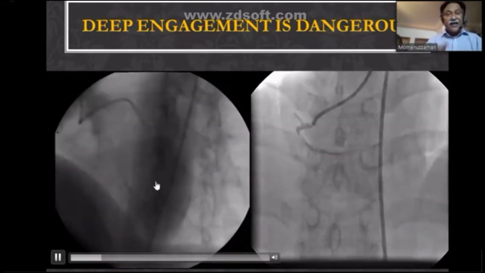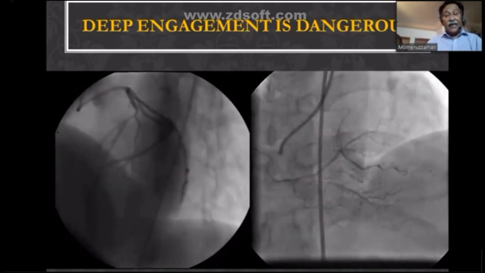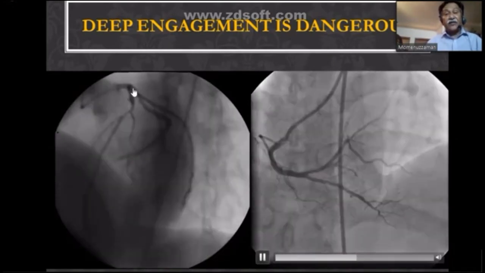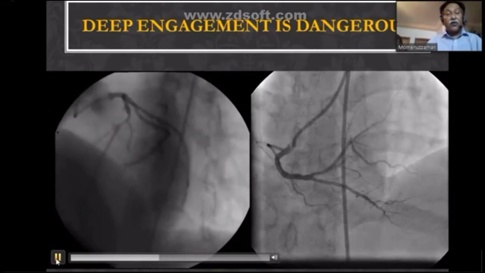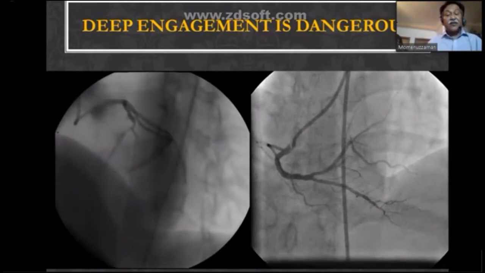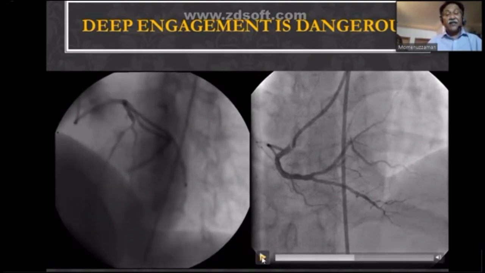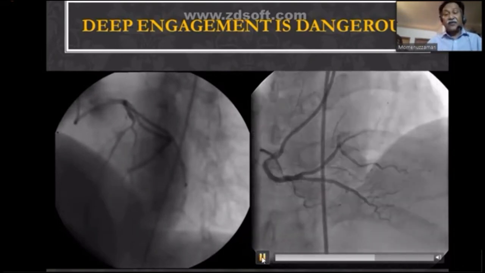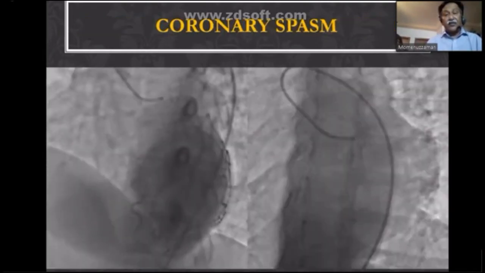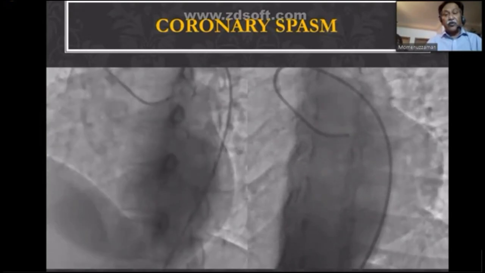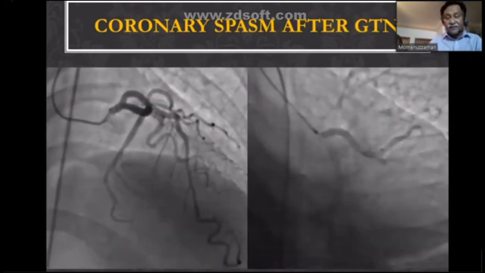Deep engagement of the catheter can initiate many things: it can cause spasm, and it can cause dissection. If there is any blockage proximally, it can dissect the coronary artery. So be careful about pushing the catheter too much, because it's a pre-shaped catheter. If you push it too much, it will engage deeply within the coronary artery, and if there is any atherosclerotic plaque proximally, there is every chance of dissection. And here coronary spasm happened, which was relieved by intracoronary GTN. This is the patient from the study that I told you about earlier. After GTN, it looked like this.